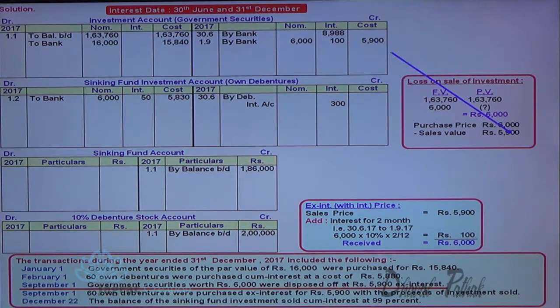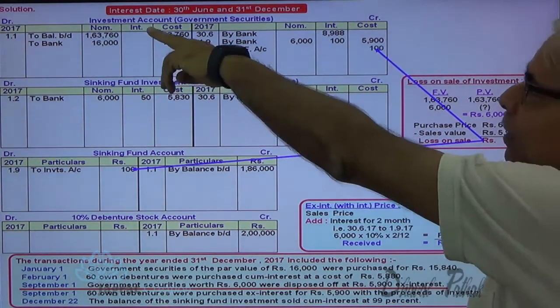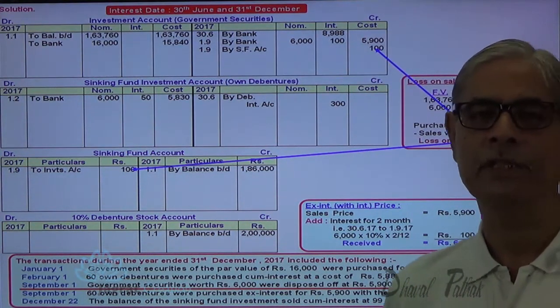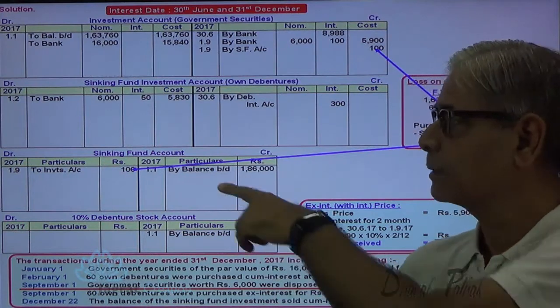So purchase price is 6,000. Loss on sale of investment is 100. That will be debited to sinking fund. Sinking fund account debit to investment in government securities account credit 100. This is how loss on sale of securities is recorded, and the loss is transferred to sinking fund account.